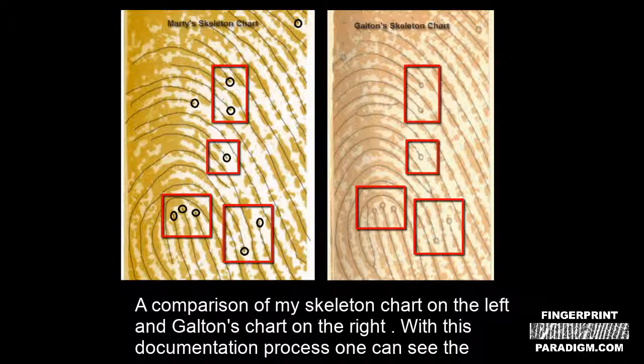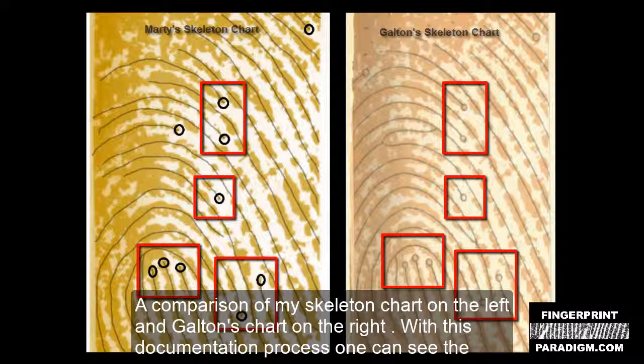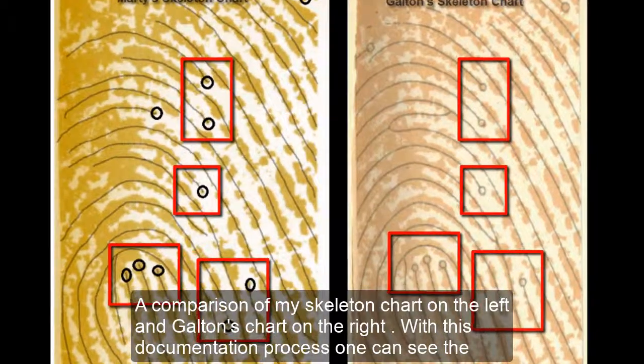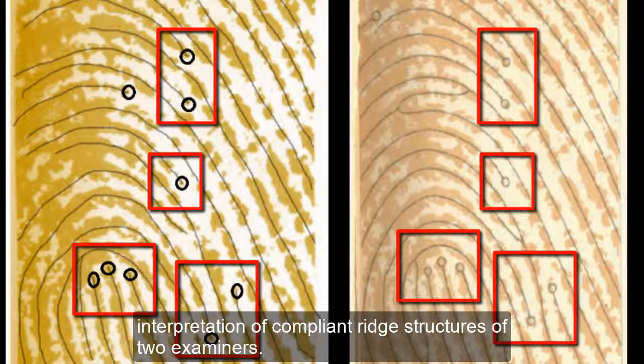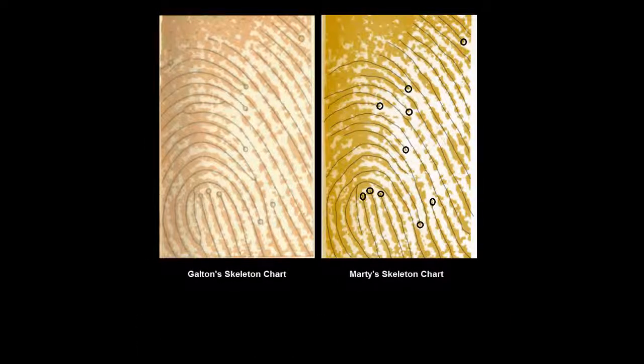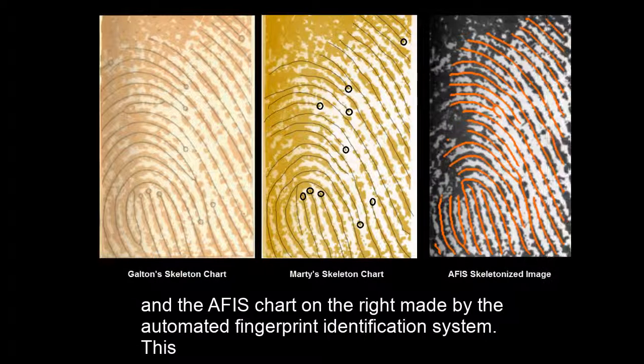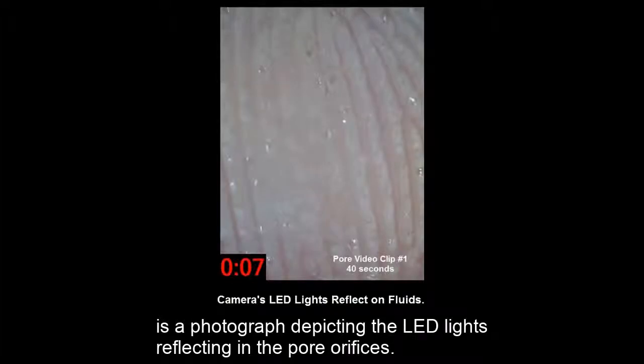A comparison of my skeleton chart on the left and Galton's chart on the right. With this documentation process, one can see the interpretation of compliant ridge structures of two examiners. Here we have two manual skeleton charts and the APHIS chart on the right, made by the automated fingerprint identification system. This is a photograph depicting the LED lights reflecting in the pore orifices.